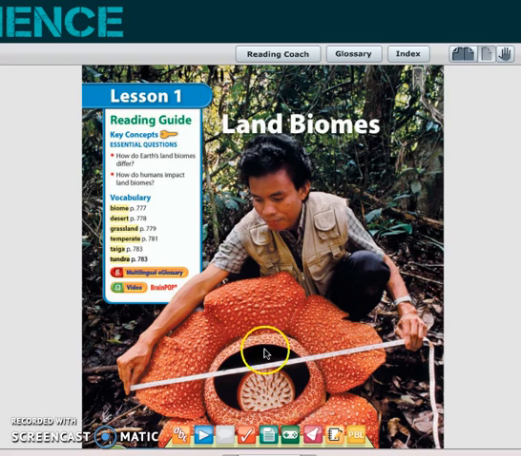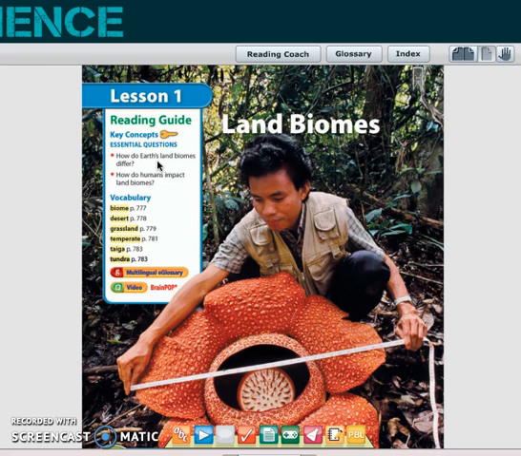Okay, this first lesson here is titled Land Biomes, and every lesson is going to have your key concepts, and that starts with essential questions. Before you begin reading the lesson, read the essential question. Think about that essential question, or essential questions. In this case, there's 2. How do Earth's land biomes differ? And how do humans impact land biomes? You want to think about those essential questions as you're reading through the lesson. And by the time you're done with the lesson, you should be able to come back and answer those 2 essential questions in depth.